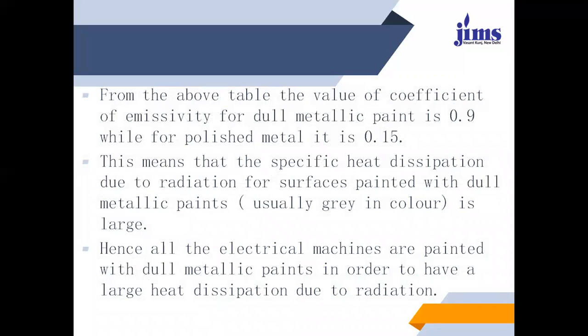From the above table, the value of the coefficient of emissivity for dull metallic paint is 0.9, while for polished metal it is 0.15. This means that the specific heat dissipation due to radiation for surfaces painted with dull metallic paints, usually gray in color, is large. All electrical machines are painted with dull metallic paints in order to have a large heat dissipation due to radiation. So these are the most important parameters while we are looking at the radiation and the conduction of the machine.